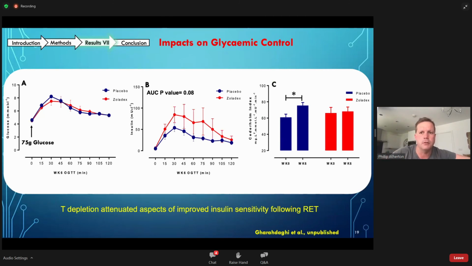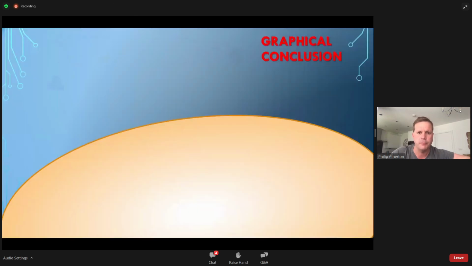Finally, before I move to the conclusion slide, the glucose insulin data from the OGTTs in our younger individuals. Once again, you can see that the glucose excursions don't look much different across the groups, but there was a tendency toward the Zoladex group blunting the apparent reduction required in insulin signaling to maintain glycemic control. And this was also fairly clearly seen in the Cedar Home Index, whereby only the individuals who were taking the placebo, not the Zoladex, show some improvement.